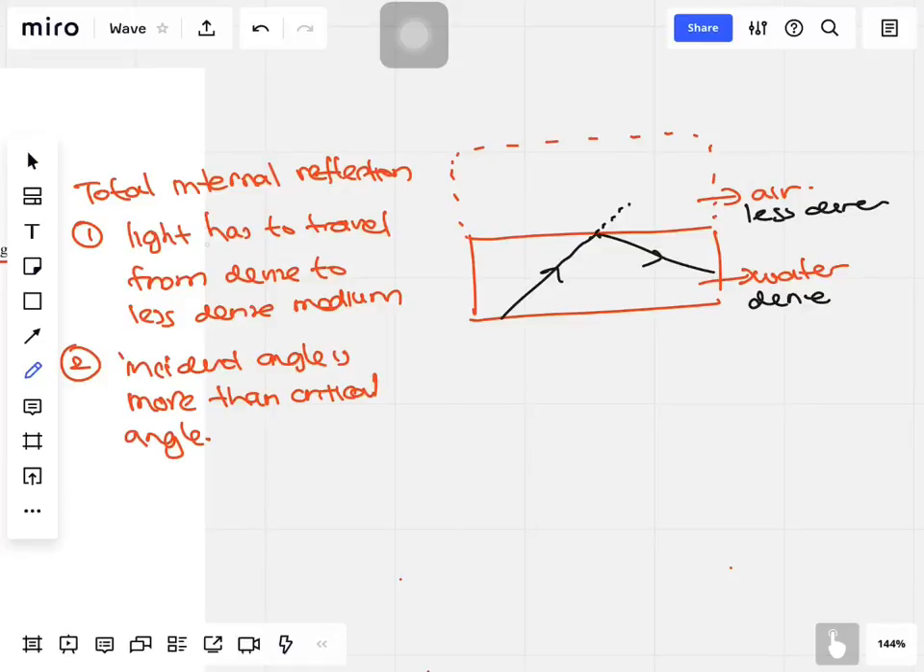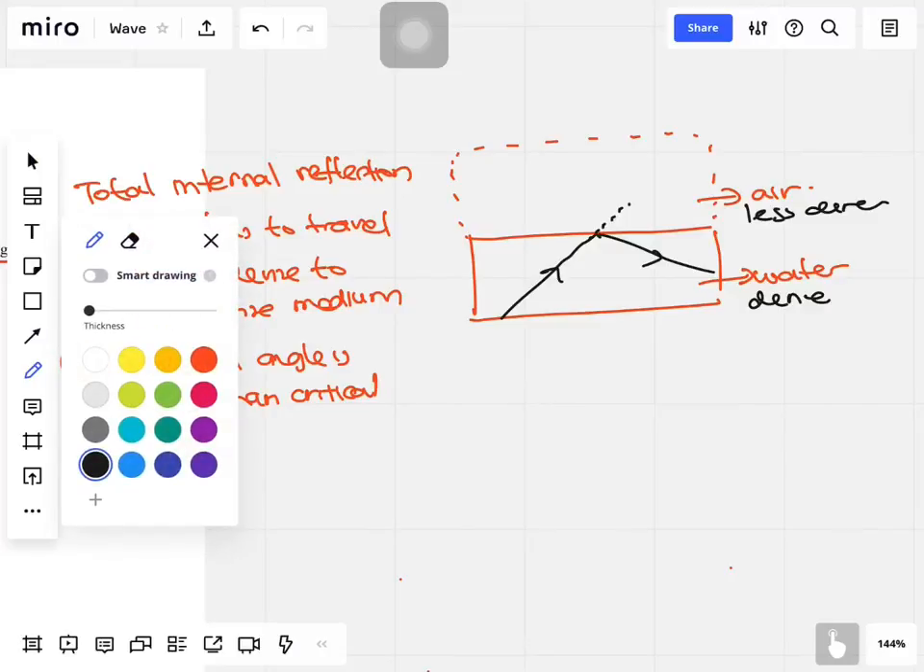Okay, so it comes down to a question of a diamond, right? Why do diamonds sparkle? The reason why diamonds sparkle is that the light travels from a denser medium. As it tries to escape into a less dense medium, it did not make it, okay?